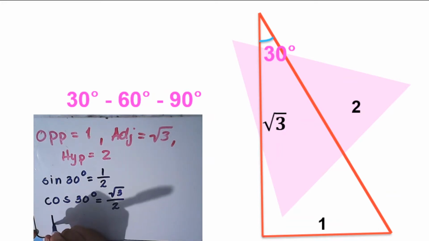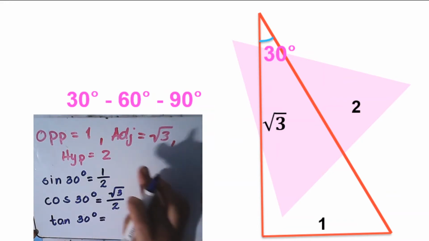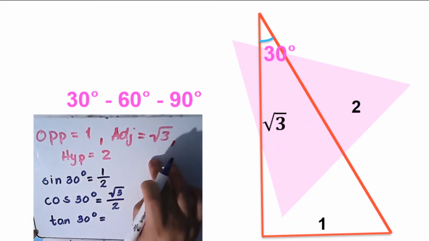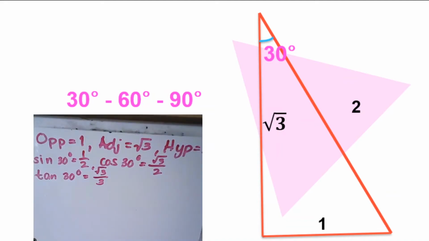Now, when we get the tangent of 30 degrees, that is opposite side over the adjacent side. Therefore, it is 1 over the square root of 3. And we need to rationalize the denominator of tangent 30. So we multiply both numerator and denominator by square root of 3. 1 times square root of 3 is square root of 3, while square root of 3 times square root of 3 is 3. Now, let us solve the reciprocal trigonometric ratios.